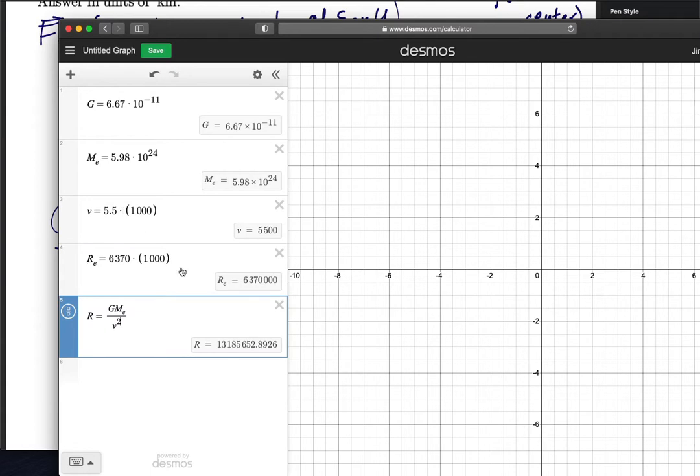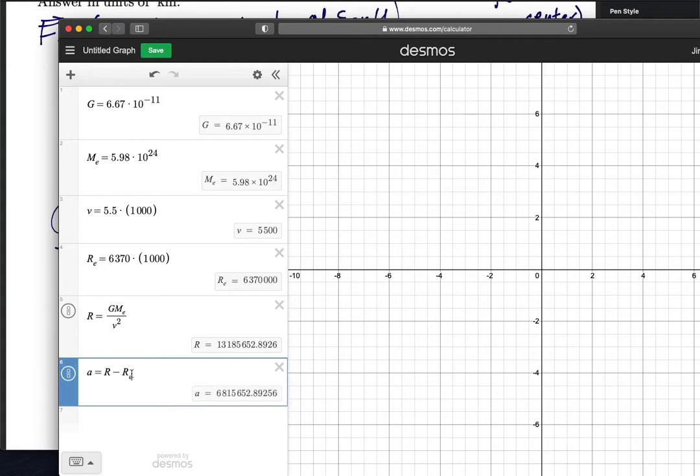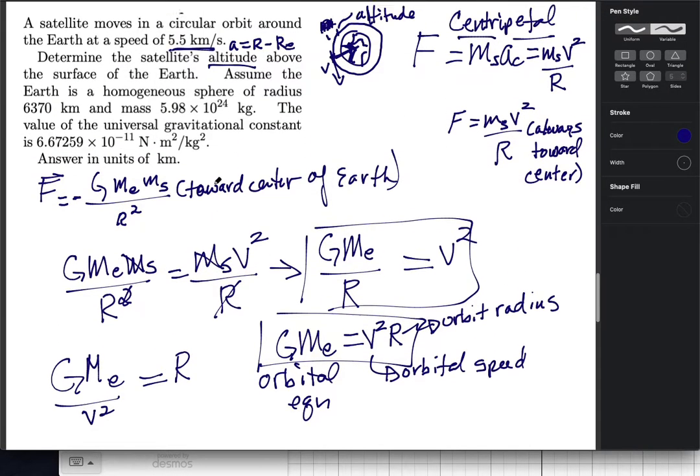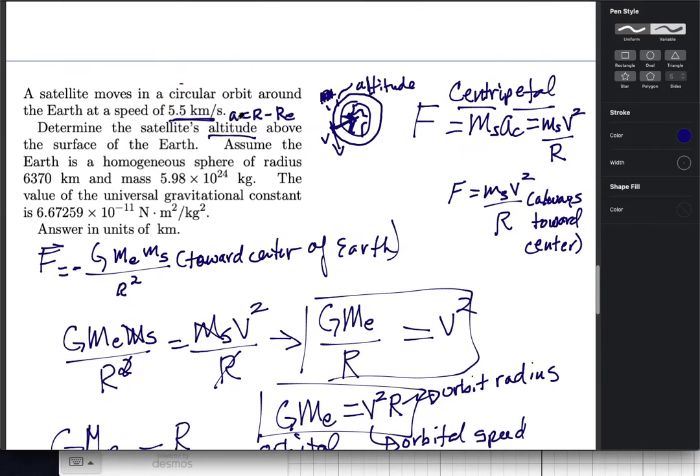This is in meters. So this really giant number here, that's the actual answer, but we're looking for the altitude, which equals the orbital radius minus the radius of the Earth. And if I look back, that's what they're looking for here. They want the altitude, the radius of the orbit minus the radius of the Earth. But then it says answer in kilometers.